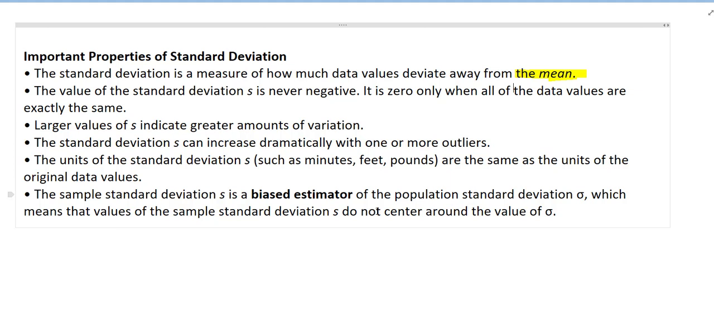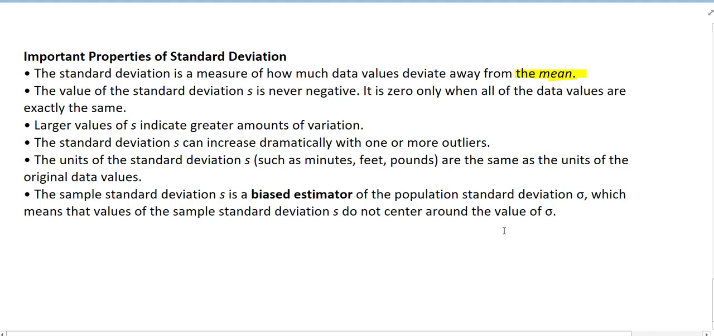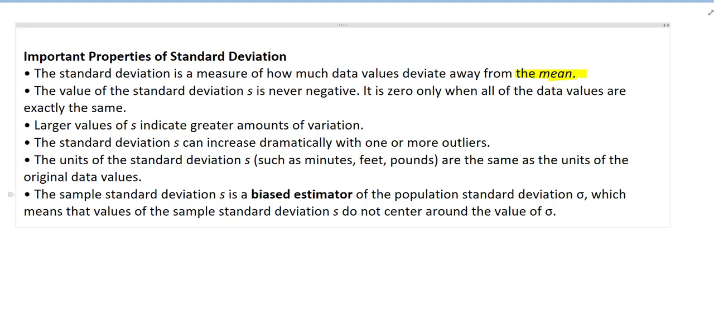So my sample standard deviation is going to depend on my sample. And the variance, we're going to talk about the variance in a little bit. The variance is an unbiased estimator. So that one does center about the population variance.